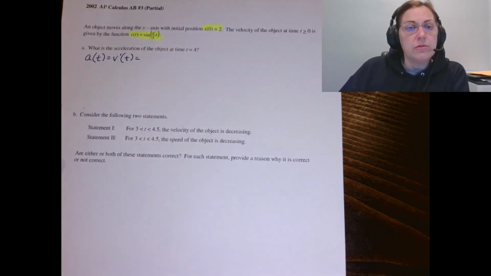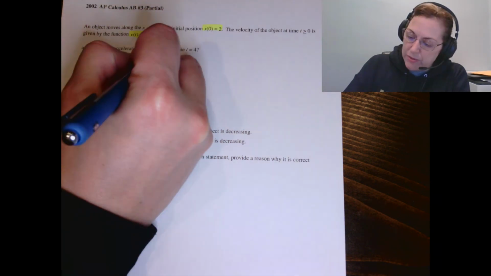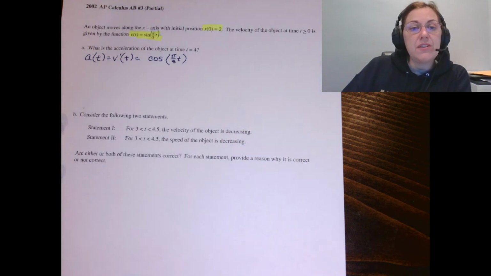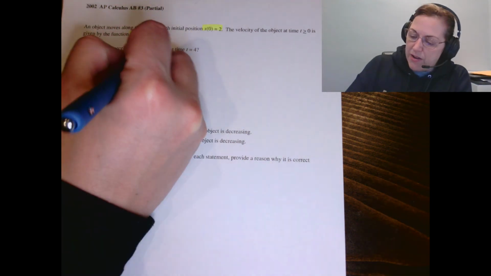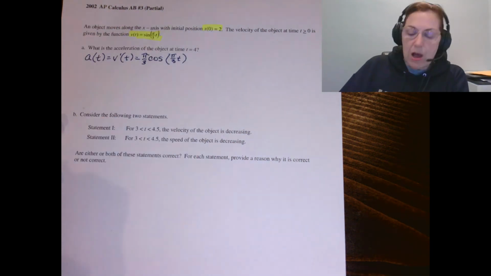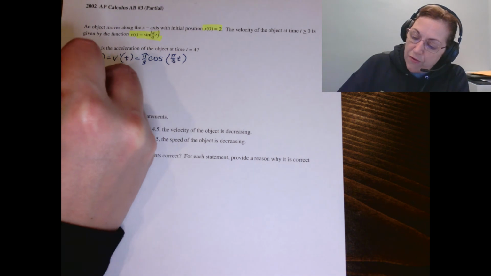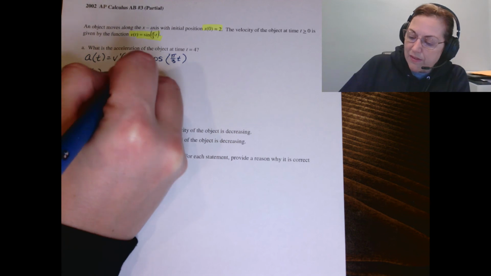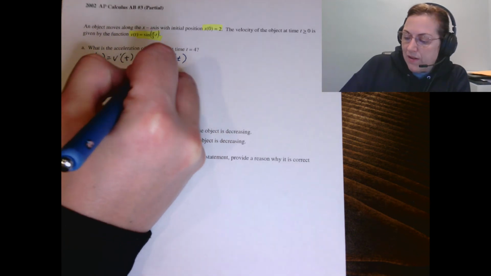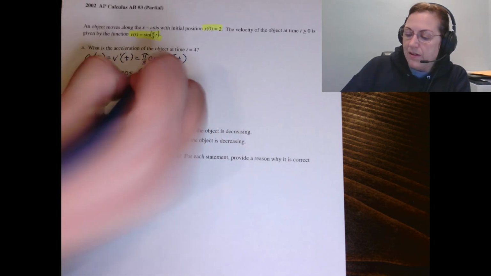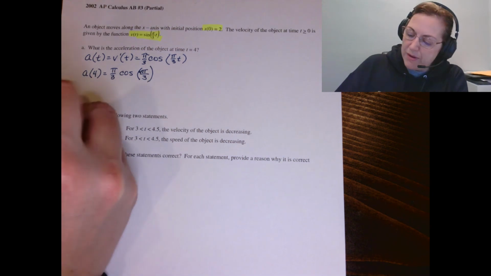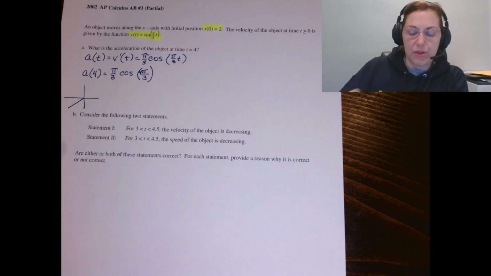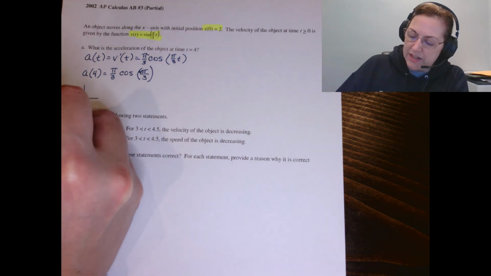We'll have to use chain rule. So the derivative of sine is cosine. And then the derivative of pi over 3t is pi over 3. Now we're ready to plug in 4. And 4 pi over 3, I'm going to do a little sketch over here. 4 pi over 3 puts me in quadrant 3 with a 60-degree reference angle.